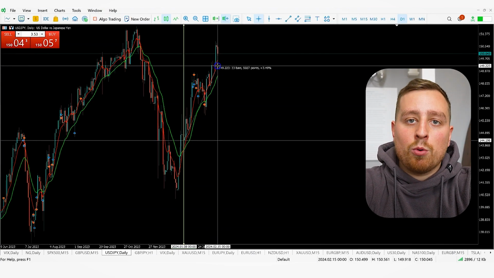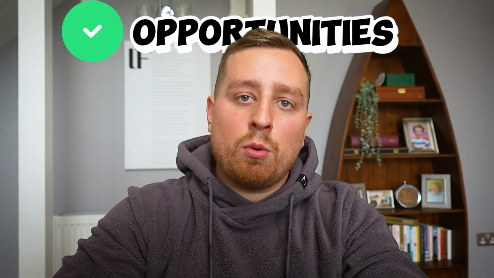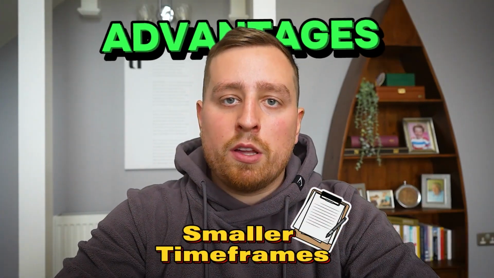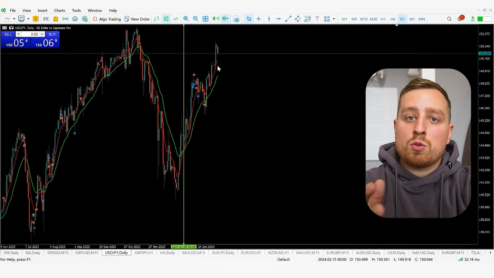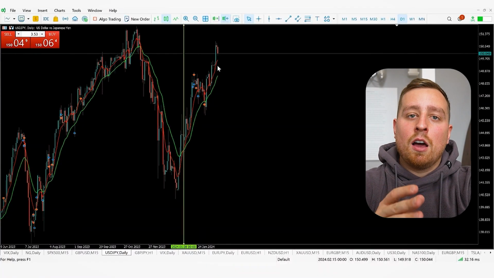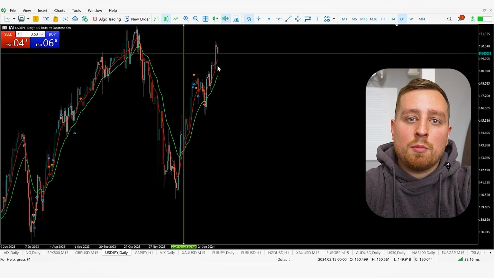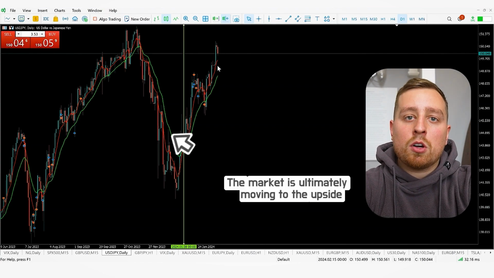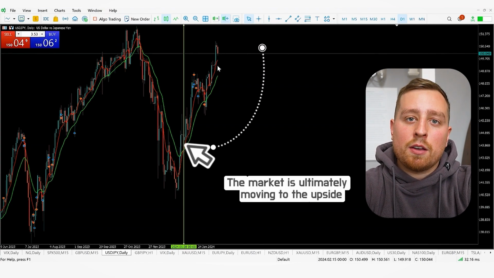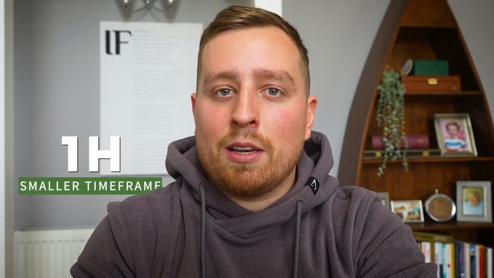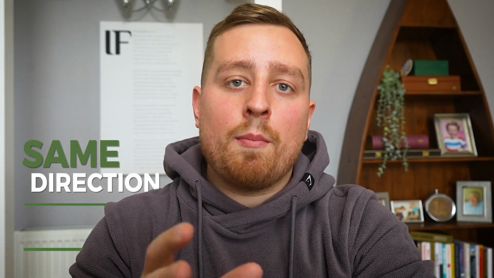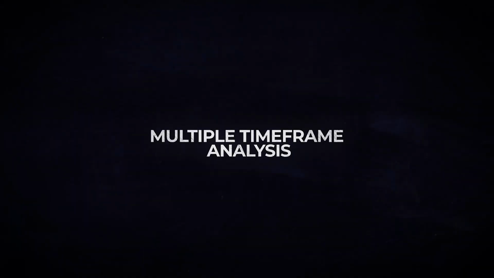Yes, we've had some downwards movements within this period, but these are ultimately the opportunities that we're looking to take advantage of on a smaller time frame. Let's try to keep this as simple as we possibly can for you as a beginner, understanding where momentum on the long term is going. We now know that the market is ultimately moving to the upside. Now what we want to do is have a look at the smaller time frames, such as the hourly, to make sure that that is moving in the same direction as the long-term outlook. This is known as multiple time frame analysis, also known as MTA.